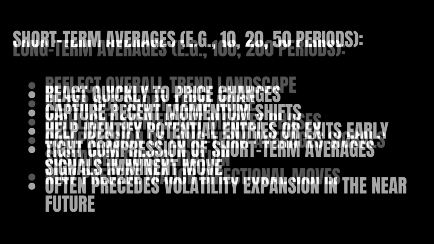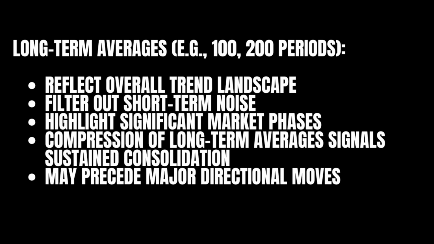If we look at the longer-term averages, the 100 and the 200 period, this is going to show the overall trend landscape. It's going to filter out noise, and it's going to highlight significant market phases, right? Compression within a long-term average can signal a sustained consolidation, a longer consolidation that can precede huge directional moves.